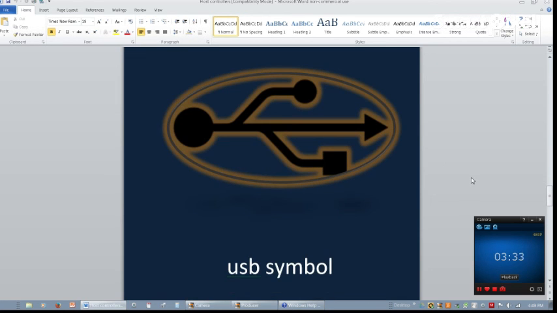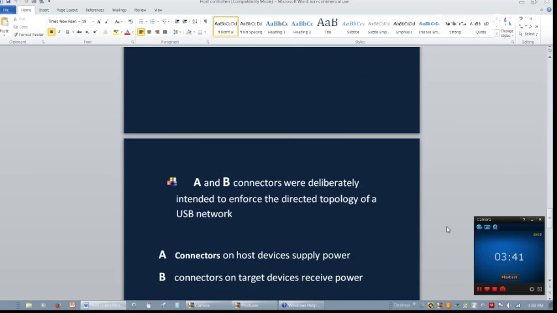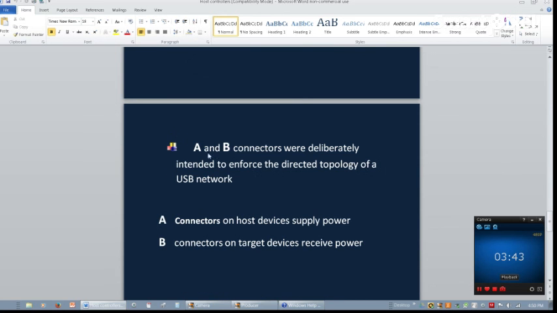Right here I started to say this is your sign to make you smile. But this is the symbol. It's a universal symbol for the USB. A and B connectors were definitely intended to force the direct topology of the USB network. A connectors on host devices supply power. B connectors on target devices receive power.